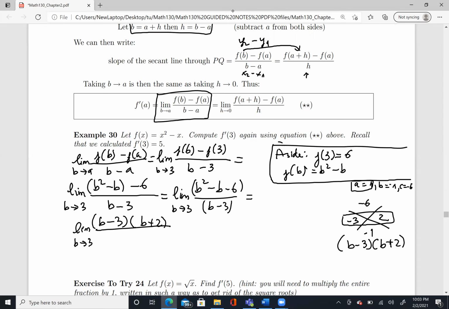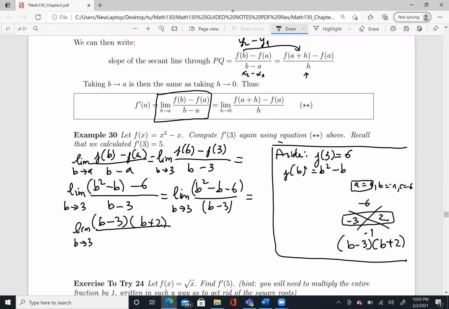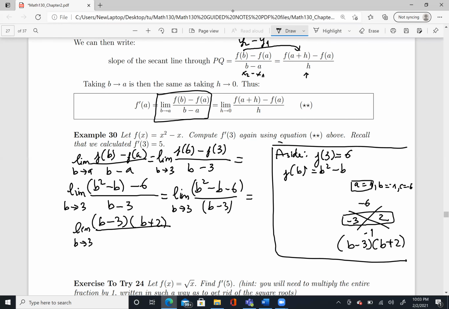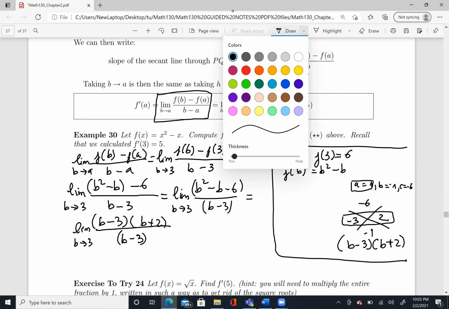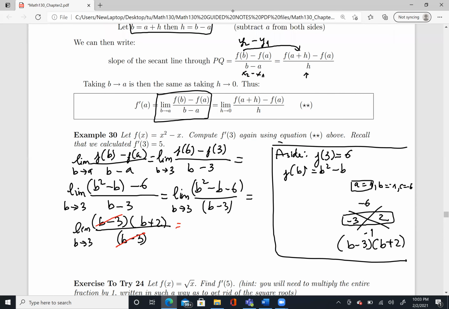Divided by the bottom, so that's going to become a sidewalk. And then the bottom will be b minus 3, right? So now you can see that you have a common factor between top and bottom, b minus 3. And then you have only the limit of b plus 2 with b going to 3.